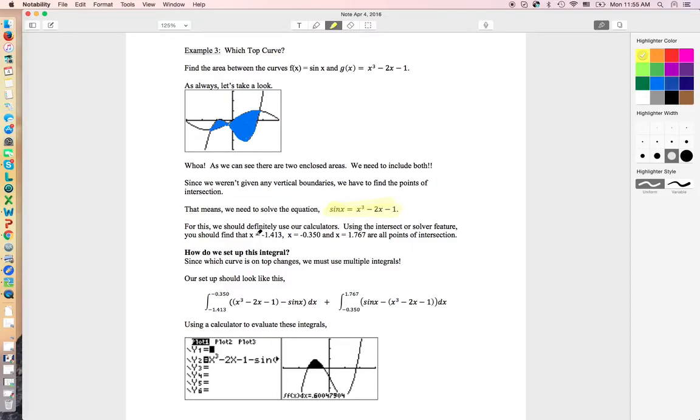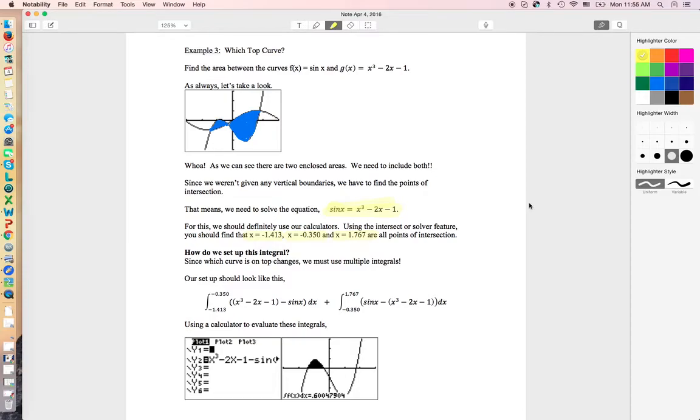And you find out here are the 3 points of intersection. All the x values for the points of intersection. So now the question becomes, how do we set up the integral now that we know these points of intersection?